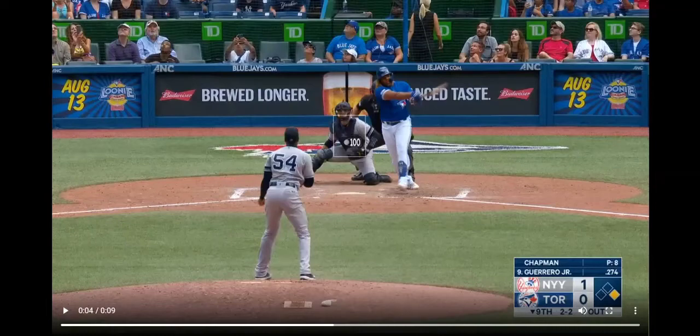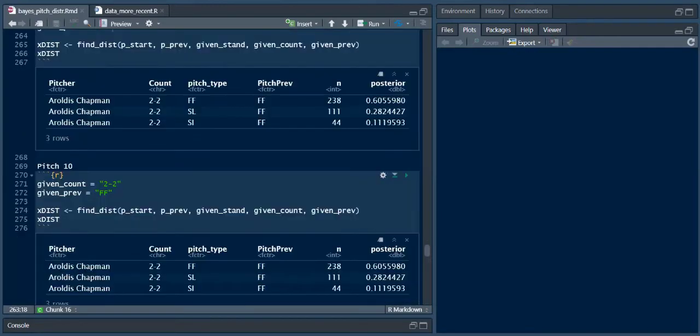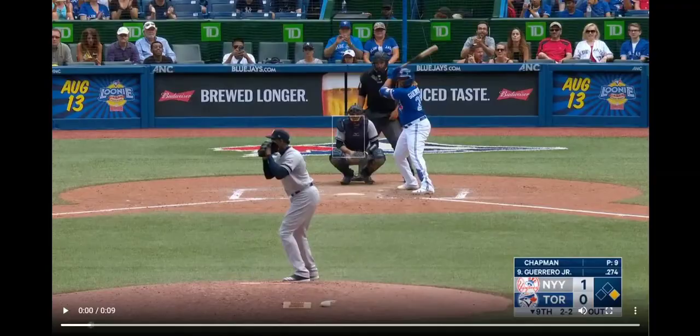He's fouled off a sinker out here, fouled off a low and in fastball, and this is now another foul off a fastball. So Guerrero really seems to be having trouble with this pitch, but that was 2-2 with the fastball previous. This next pitch is also going to be 2-2 with the fastball previous, which again has the same distribution as the previous pitch because nothing really changed in the count or the previous pitch. So we're still expecting 61% fastball, 28% slider, 11% sinker on pitch number 10, I believe. Yes, pitch number 10. Let's see.